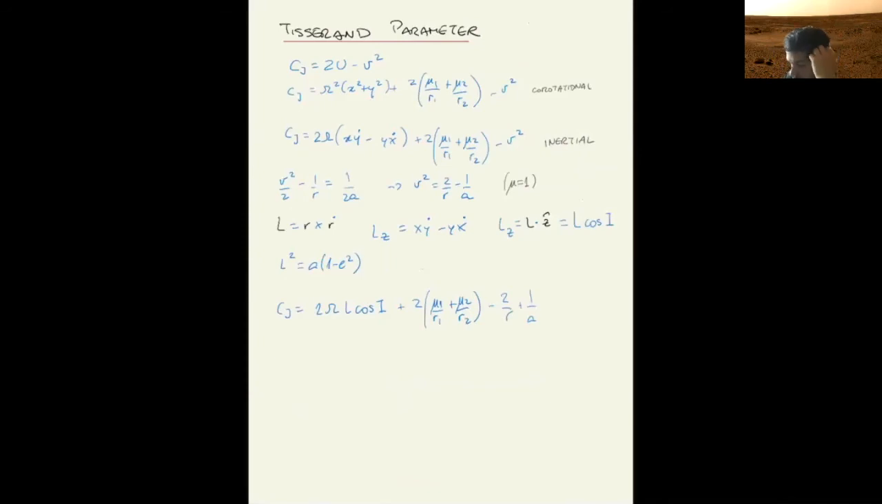Now we make a series of approximations. First, we assume again that mu1 is equal to 1. And mu2 is much, much less than mu1, and we can assume this will be 0. So we can get rid of this second term here on the potential. And because mu1 is equal to 1, so is the Keplerian frequency. So this is equal to 1, and this is equal to 1. So the 2 over r and the 2 over r here are going to cancel. We can therefore write an approximation for the Jacobi constant as equal to twice the cosine of the inclination times the square root of the semi-major axis times 1 minus the square of the eccentricity, plus 1 over a. And this is the Tisserand parameter. It's half of this approximation of the Jacobi constant.